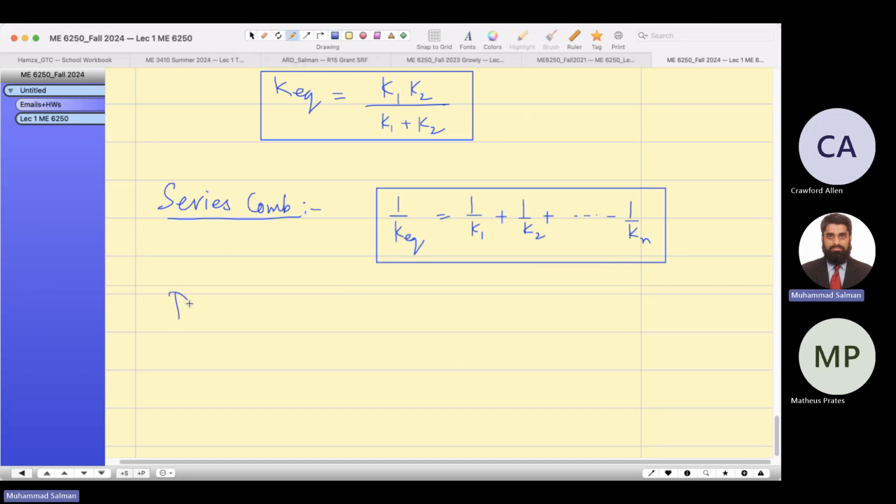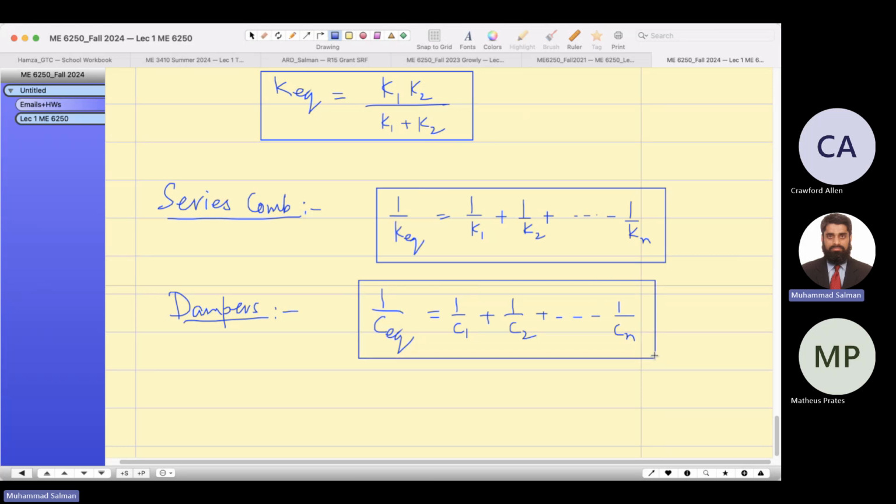And for the dampers, if they are in series combination, you will see 1 over C equivalent equals 1 over C1 plus 1 over C2 plus dot dot dot 1 over Cn. The dampers will have a similar formula. You understanding, guys?